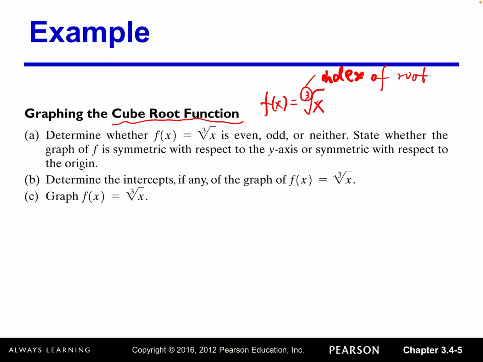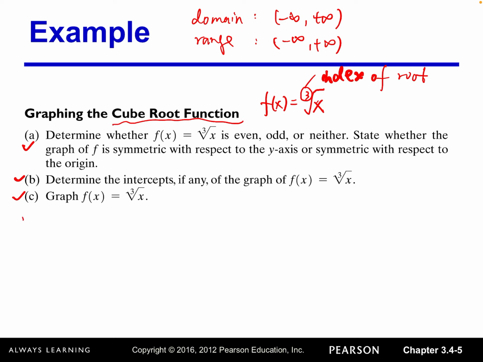So the domain will be all real numbers, right? And the range is also all real numbers. So the domain is from negative infinity to positive infinity, and the range is also from negative infinity to positive infinity. We want to study this function, and if we can answer the following 3 questions, that will help us get a graph of this function. First, determine whether the function is even, odd, or neither.